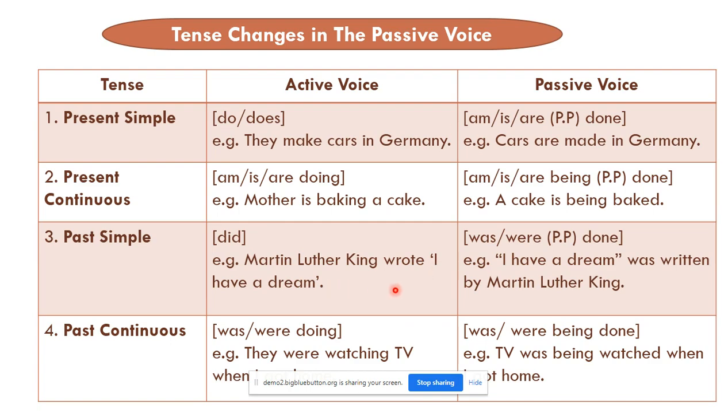In order to change it, I'll start with "I have a dream" to be the subject, although it is the recipient of the action of writing. So, start with "I have a dream was written."